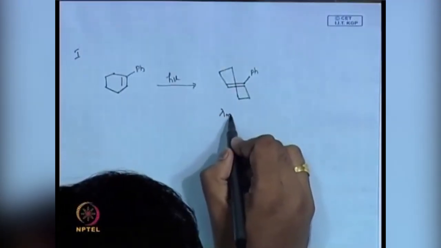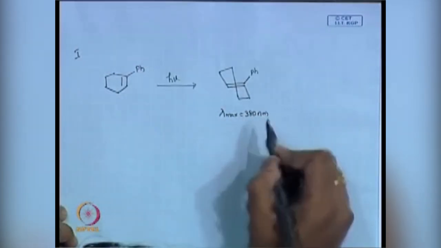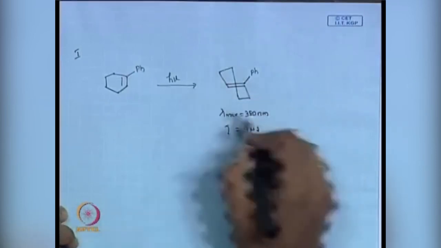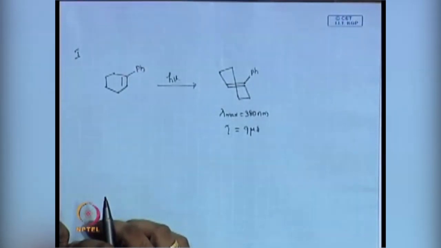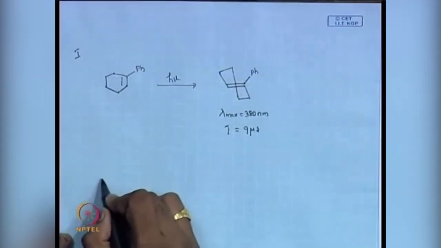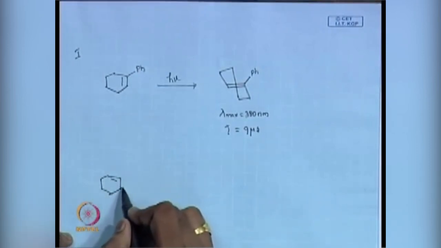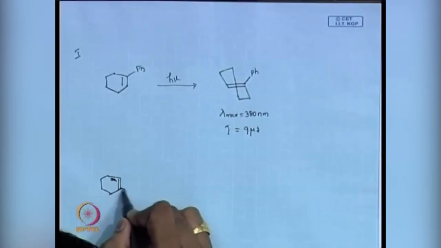The lambda max of this particular compound is 380 nanometers, and the transient lifetime of this trans form is 9 microseconds. See, if you take a system like this, in the presence of a system like, taking this, okay, sorry, I don't have a double bond here.